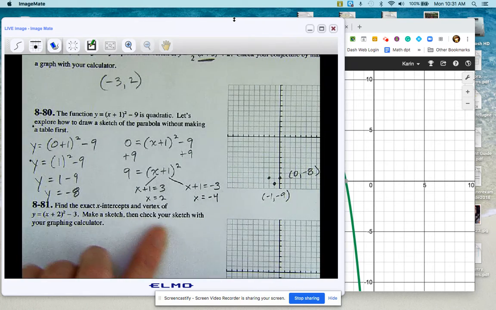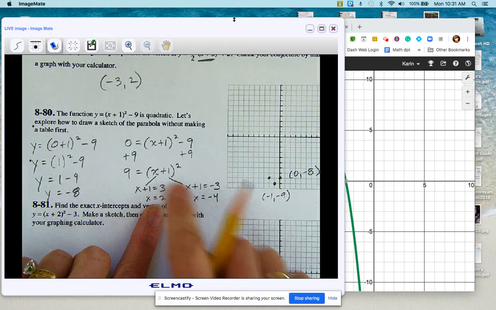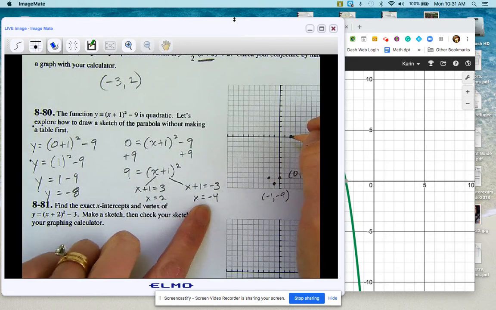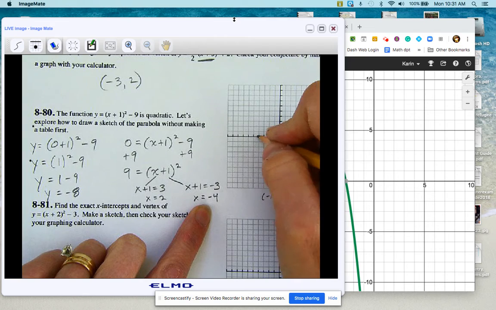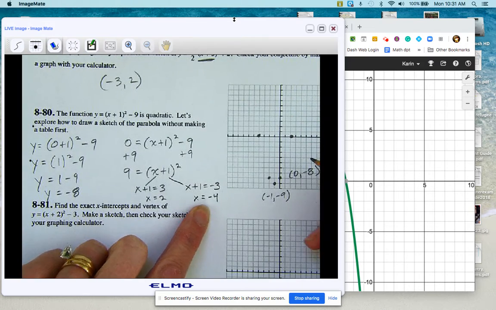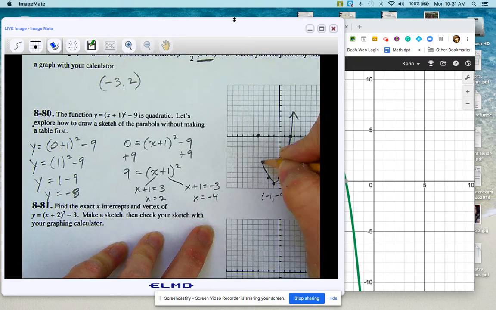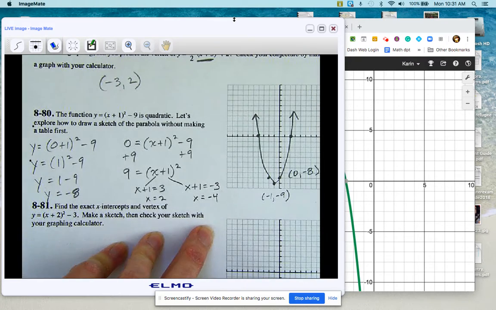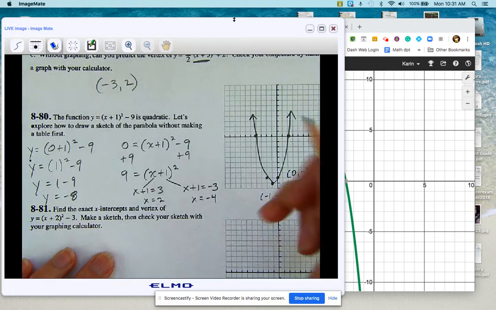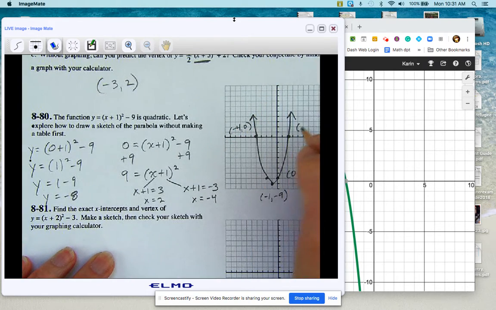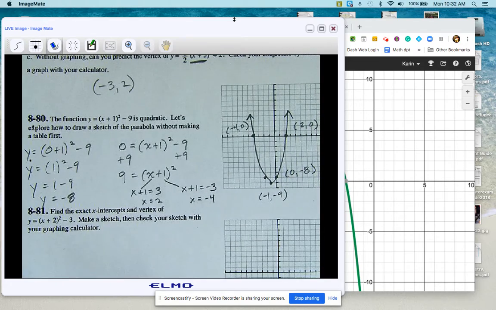All right, so when x is 2, that's going to make this whole thing 0. And when x is -4, it's going to also become 0. And then voila, I've got my parabola with my x-intercepts and my y-intercept and my vertex, okay?